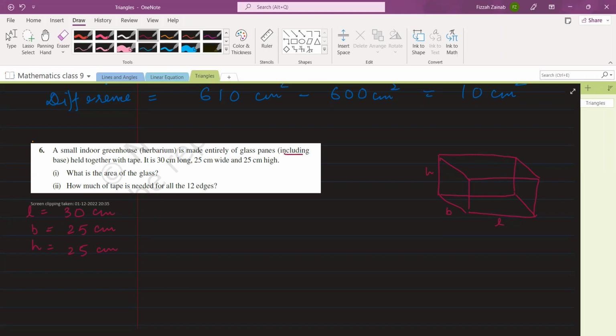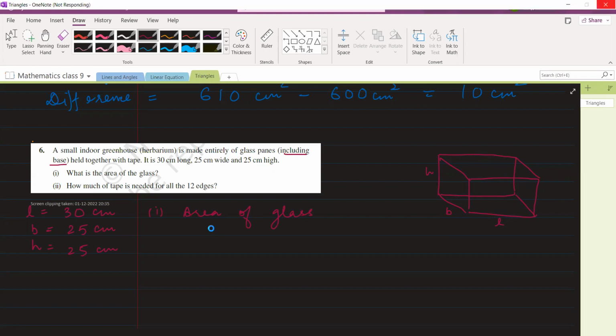So including the base is written. That means you have to take the base also. So that means you have to find the total surface area of the cuboid, right? Yes, ma'am. Okay, so part one, area of glass.